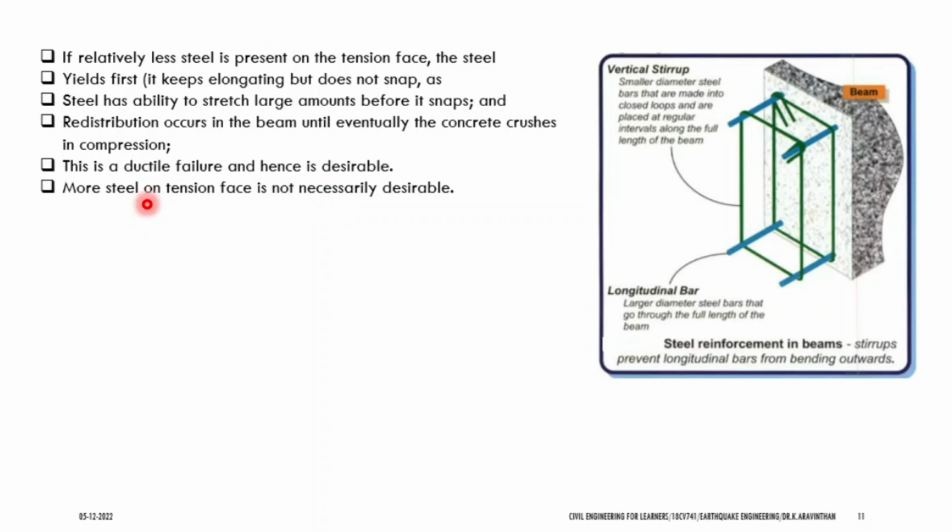For that, what do you have to do? More steel on the tension face is not necessarily desirable. What is the tension part? Bottom or top? Bottom is tension. So at the tension side, more steel is not necessarily desirable. So more steel is not required at the bottom. If you are providing only the minimum amount of steel, then this kind of failure occurs.